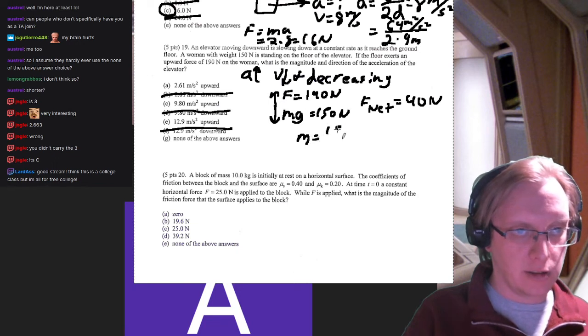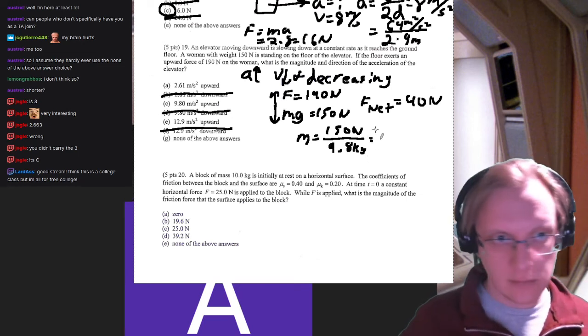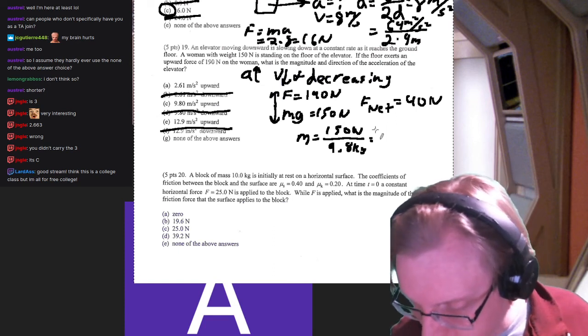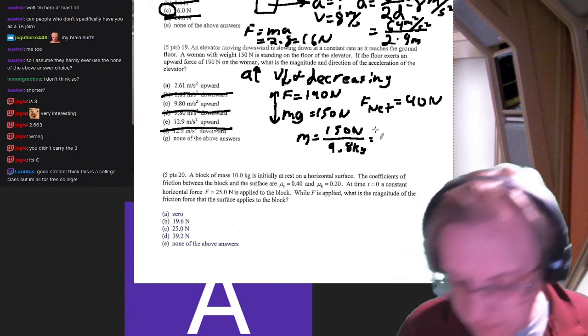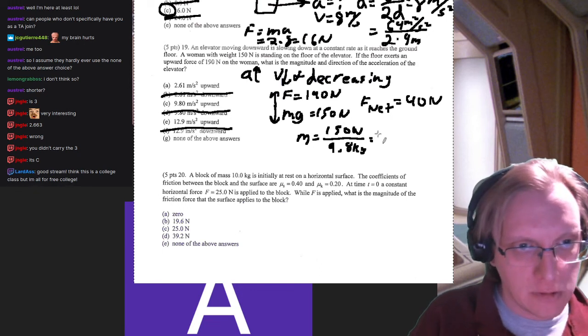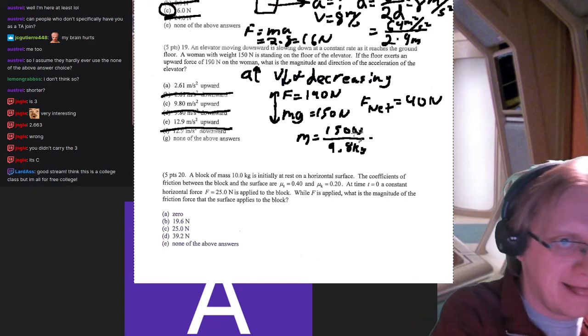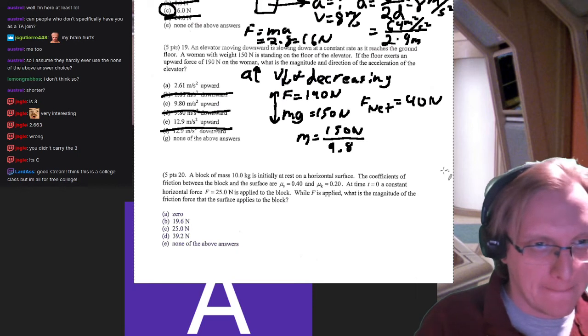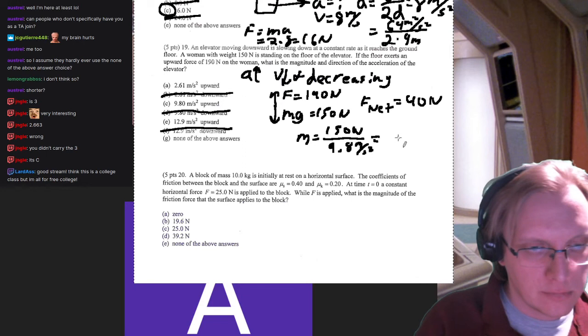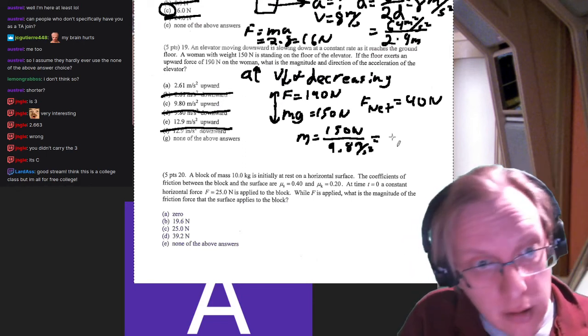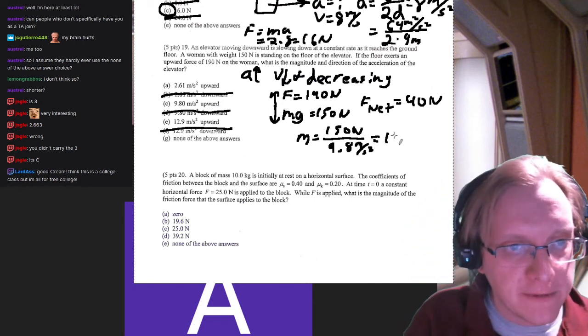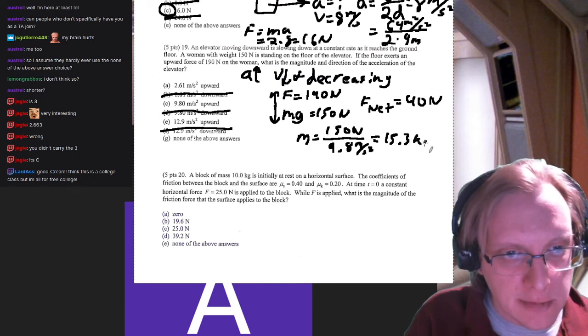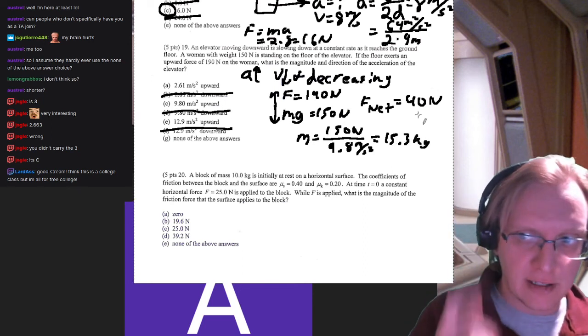M is equal to 150 newtons divided by 9.8 meters per second squared. 150 divided by 9.8, 15.3 kilos, right? Oh, nope, we can do our units right yet. Meters per second squared. There we go. 15.3 kilograms. That sounds like a very light person to me.